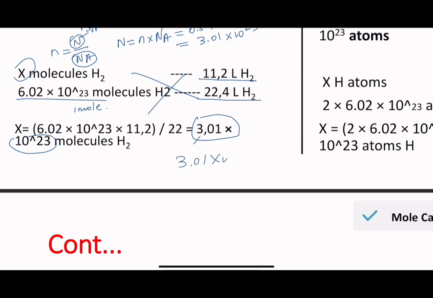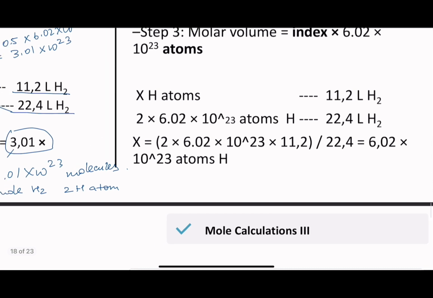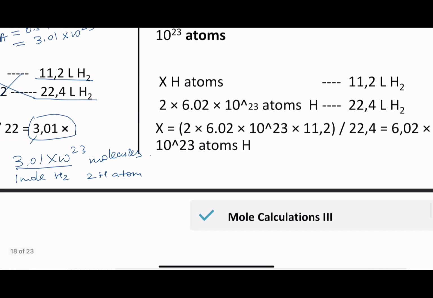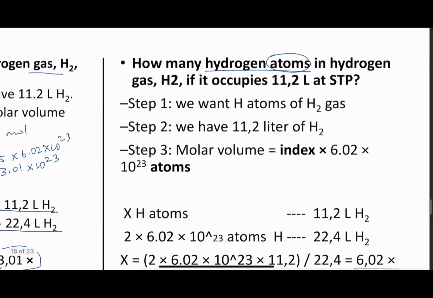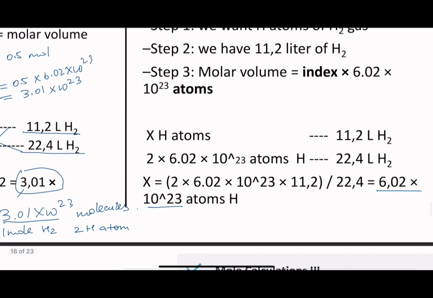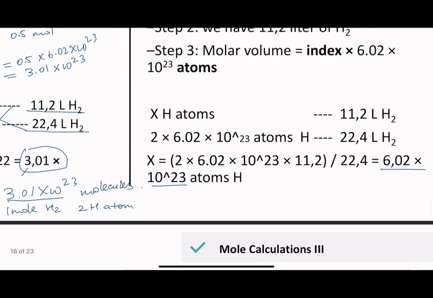3.01 times 10 to the power of 23 molecules. In one hydrogen molecule, you have 2 hydrogen atoms. So altogether, if you do the logic, you need to just multiply this number by 2. It will be 6.02 times 10 to the power of 23. Or you can just start from the beginning. You can find the mole number and multiply everything by 2.